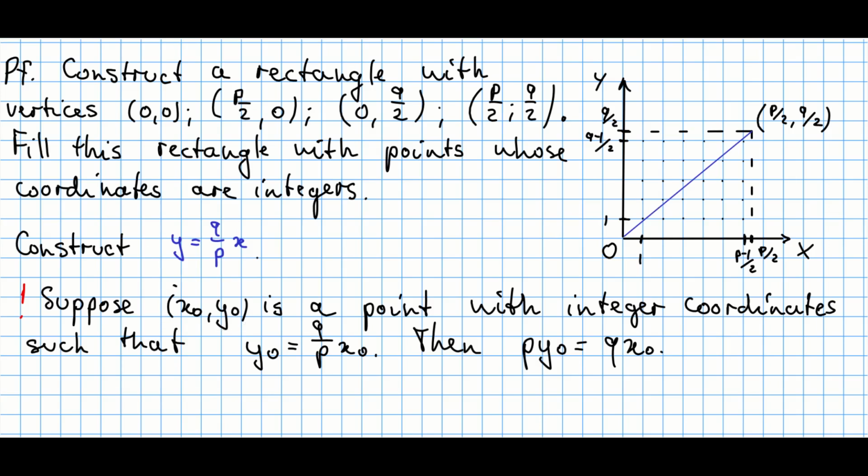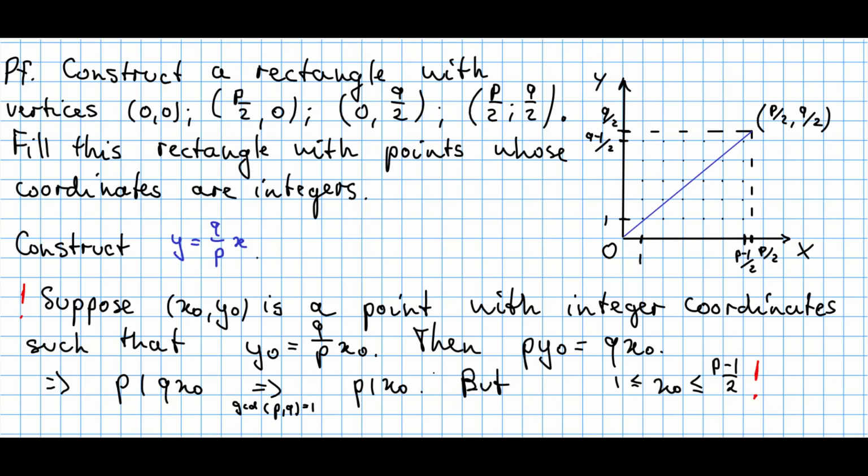So it means that these two numbers satisfy this equation. So y0 is equal to q over p times x0. So this means that p times y0 equals q times x0. This equation implies that p divides this product q times x0, but we know that p and q are both odd primes, and those are different primes, so it means that the GCD of those numbers is 1. It means that p cannot divide q, so the only possibility here is that p divides x0.